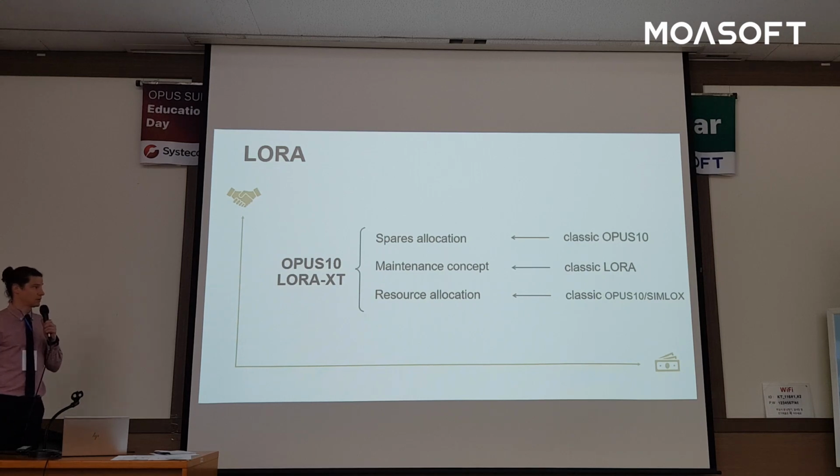That is something we can do with a built-in functionality of OPUS 10 called LoRa XT. So it's not just a LoRa in the classic concept, so that's why we call it XT for extended. So it's an extended LoRa analysis where we can do all those three things at the same time. It's a combination of tasks, and this is something that actually makes OPUS 10 unique. I'm not aware of any other tool that can do all those three things at the same time.